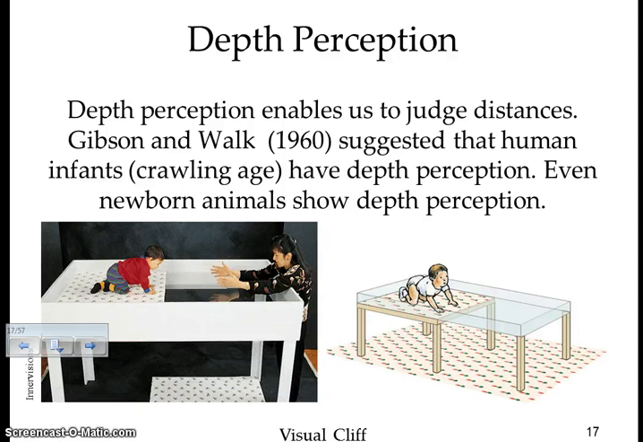So what happens is depth perception enables us to judge distances. Gibson and Walk, two psychologists, suggest that human infants at the crawling age have depth perception. Even newborn animals will show depth perception. So this is the visual cliff. Here's the little glass thing. Now please understand there's a glass thing there. We're not going to let a baby fall and kill itself. So there's a little glass thing, and they just put the carpet or the wallpaper design down here.